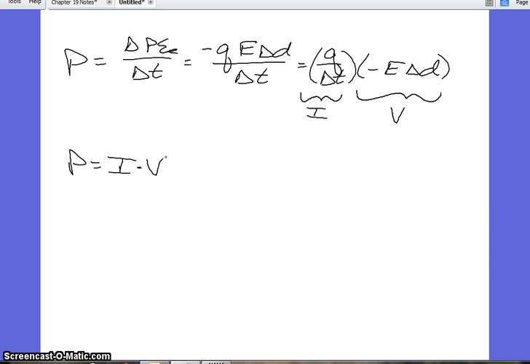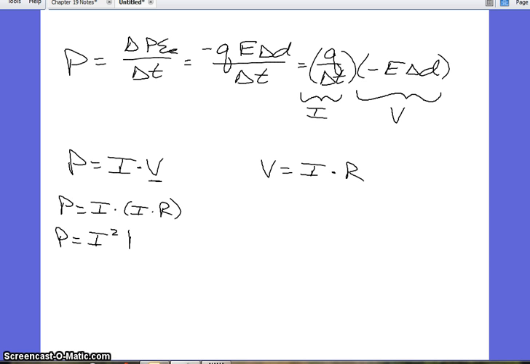Now, Ohm's law says V equals I times R. So let's replace this V with I times R, and we get a second equation: power is current squared times resistance. So if we're given current and voltage, we use the first equation. If we're given current and resistance, we can use the second equation.